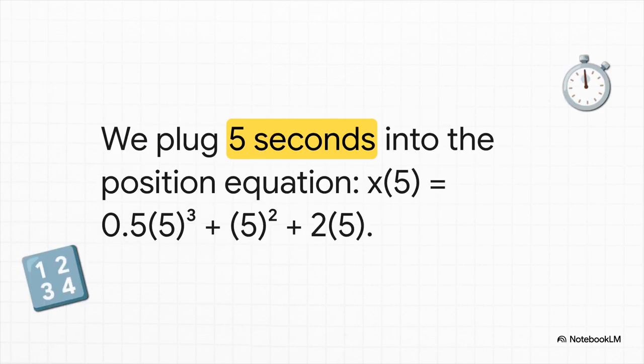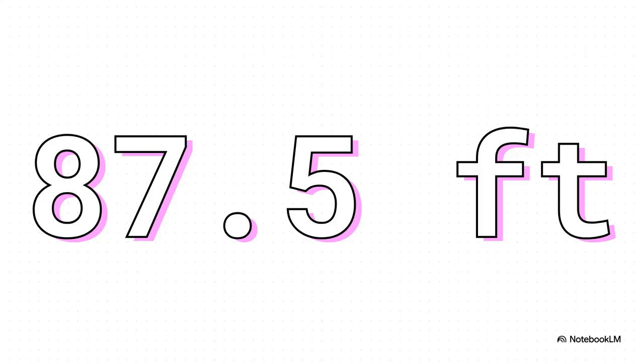So what do we do? We just take our target time, 5 seconds, and plug it right into the equation wherever we see a t. This gives us 0.5 times 5 cubed plus 5 squared plus 2 times 5. You run the numbers, and there it is, our first answer. At exactly 5 seconds into the ride, the snowboarder has traveled 87.5 feet down the hill. Awesome. One piece of the puzzle is officially solved.